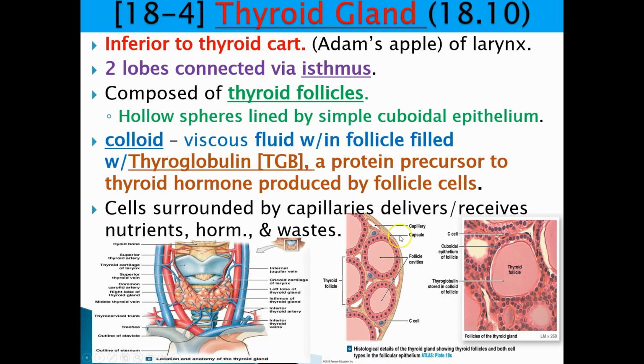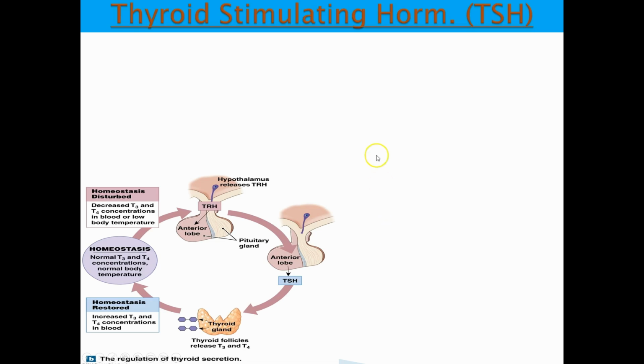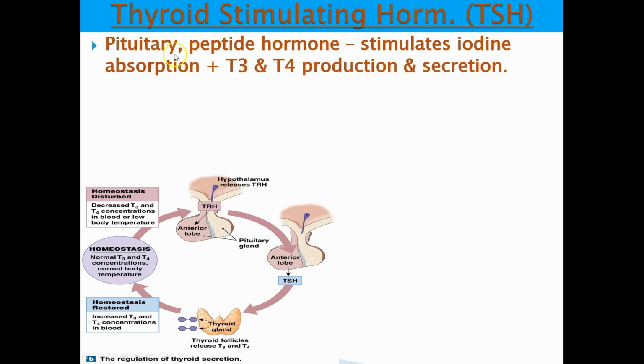So that was kind of the major points that you should be walking away with from the histology. Now, remember, what causes the thyroid gland to produce more thyroid hormone was the release of TSH. So TSH, if you remember, was a pituitary peptide hormone that stimulates iodine absorption and T3, T4 production and secretion. So you should know TSH at this point. You should definitely know it's a peptide hormone.